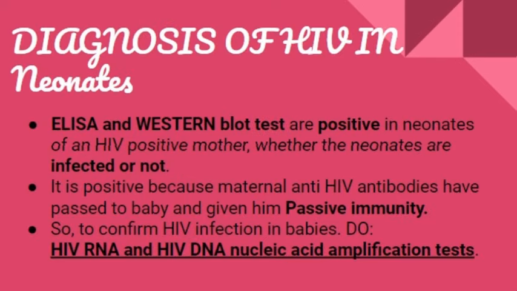Diagnosis of HIV in neonates. ELISA and Western blot test are positive in neonates of an HIV positive mother, whether the neonates are infected or not. Why? Because maternal anti-HIV antibodies have passed to the baby and given him passive immunity. So, the test will be false positive, and we will not know whether these antibodies are formed by the baby or are passed from the mother to the baby. So, to confirm HIV infection in babies, we do HIV RNA and HIV DNA nucleic acid amplification tests.